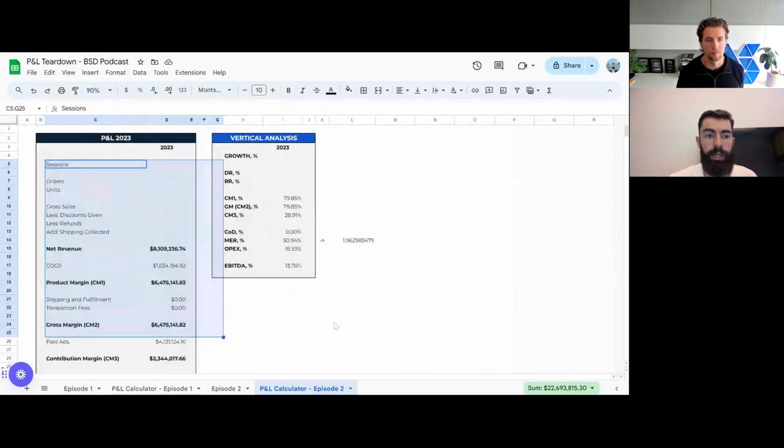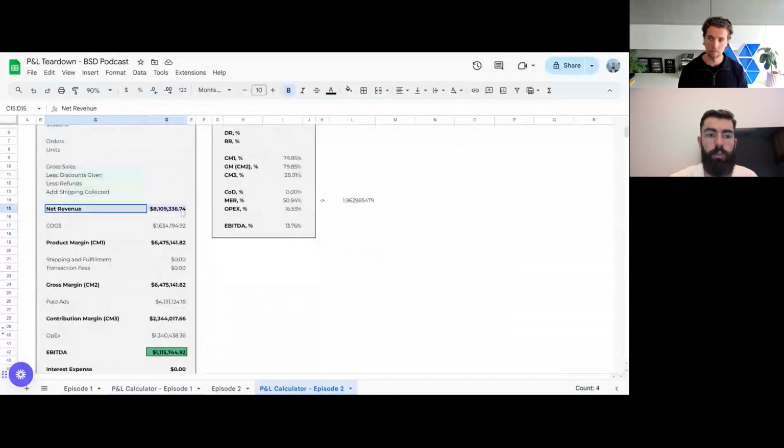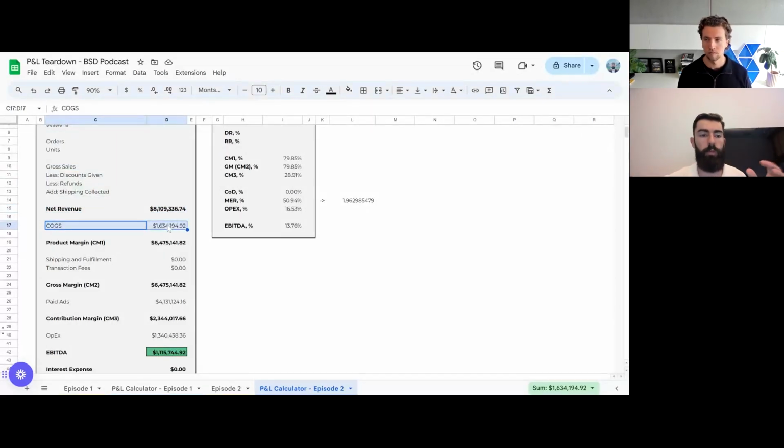So let's zoom in. Again, we want to have the split of net revenue into gross sales, discounts, refunds, shipping collected. So for this business, they have $8.1 million in net revenue. Their cost of goods sold is, again, that's everything. That's all your shipping and fulfillment, transaction fees, freight.